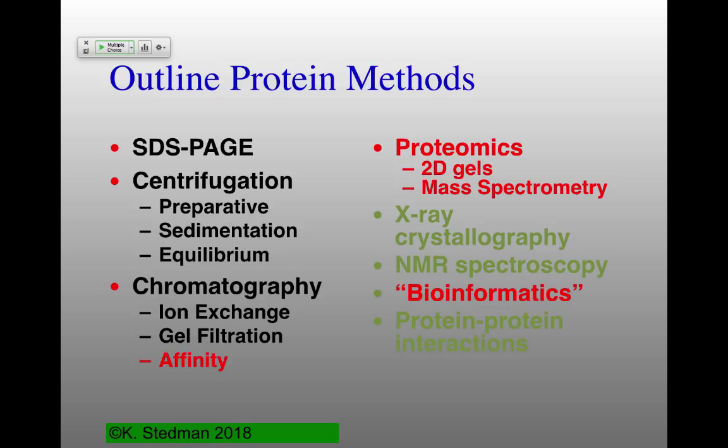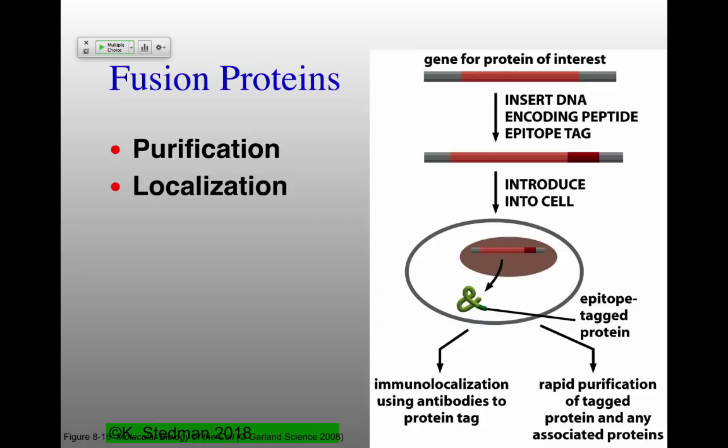That being said, last time we talked about SDS-PAGE, centrifugation, and a little bit about chromatography. Today we're going to continue, really briefly, talking about affinity chromatography, move on and talk a little bit about proteomics and, quote, bioinformatics, again, a course in and of itself. I'm not going to talk about X-ray crystallography, NMR spectroscopy, and maybe protein-protein interactions until the very end today. That's why I greyed them out. But let's start out talking about fusion proteins.